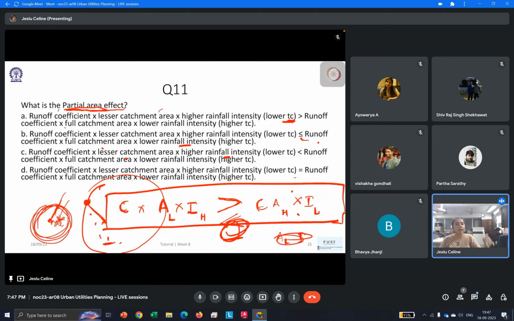In this travel, there can be a lot of losses, which we discussed, like evaporation and absorption. Because of this loss also, some amount of rainfall is being lost. So overall, having a low area and high intensity rainfall can create a higher total stormwater volume than having a larger area with low intensity. This is called partial area effect.